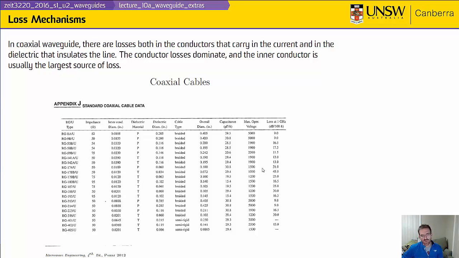And so this is a list of some of the more common coaxial cables taken from Pozar's textbook. And as you can see, there's fairly significant attenuation. If I look at 1 gigahertz, all of these cables have loss of 10 dB per 100 feet or more. And so there's a significant amount of loss going on in these sorts of cables.